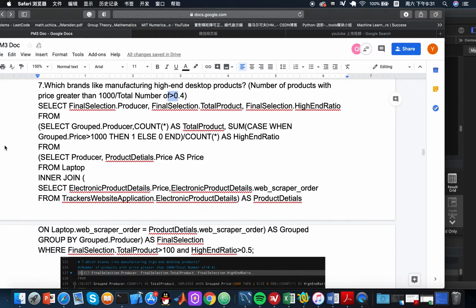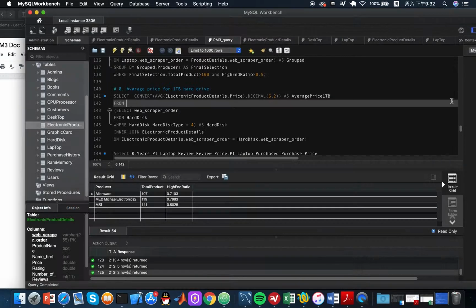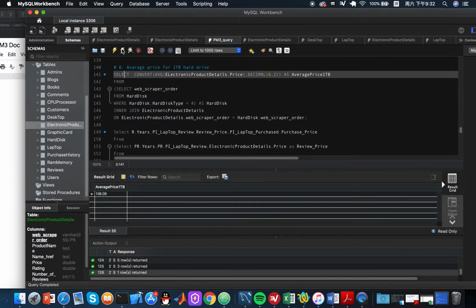The eighth one is, for 1 TB hard drives, we want to find the average price. The way we do it is we select all the hard disks with 1 TB memory, which is hard disk type equals 4, and then we calculate the average price of those products. Here is the price, which is $100, which is also close to reality.